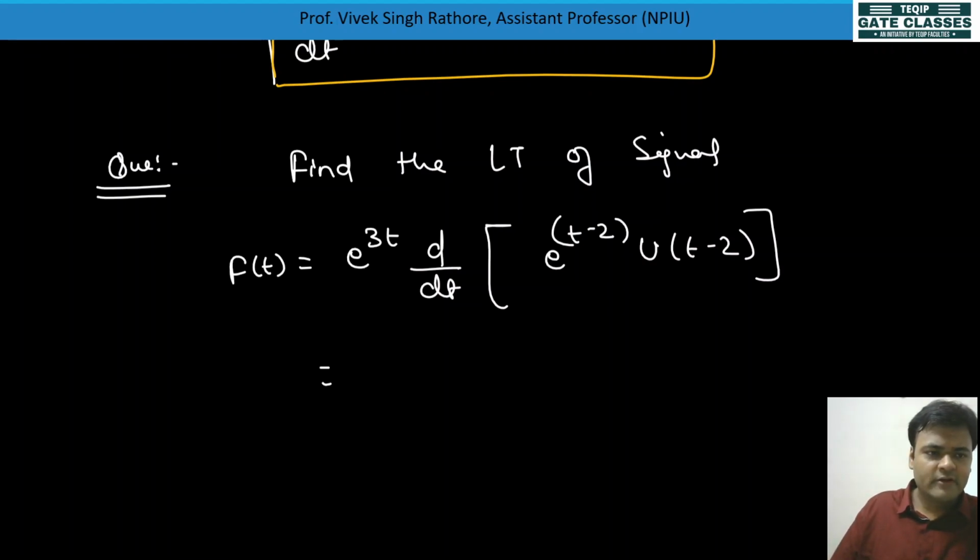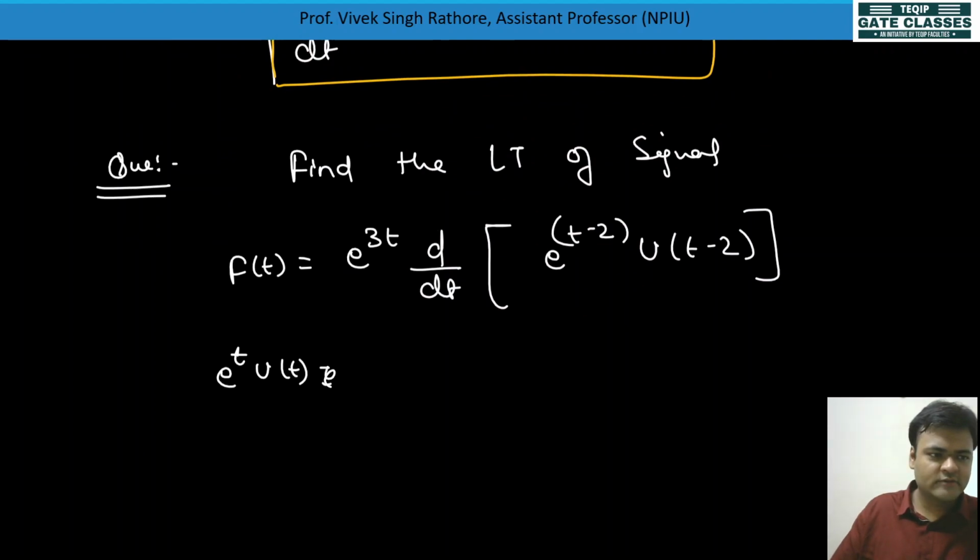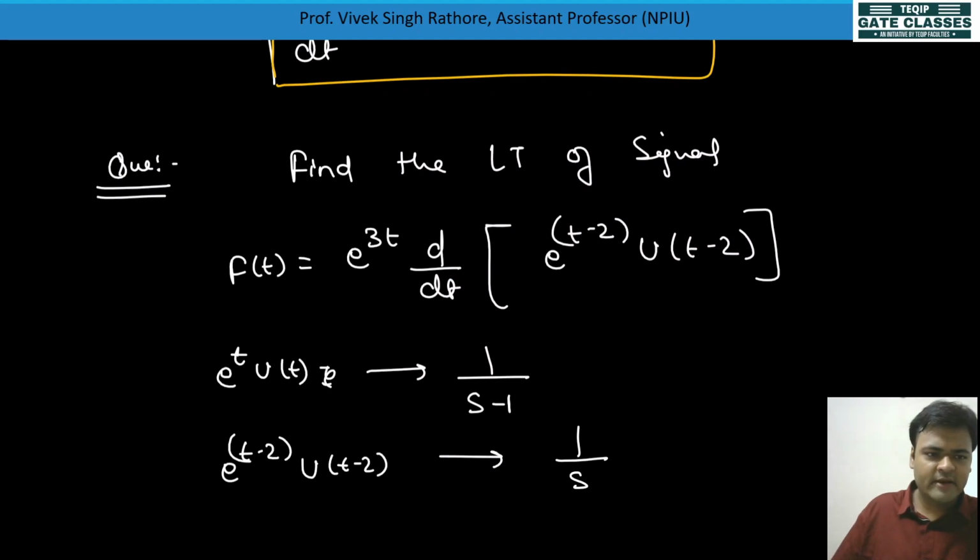So first of all, we'll try to find the Laplace transform of e to the power t u of t. Can you find it? It will be 1 by s minus 1. Okay, fine. And then for e to the power t minus 2 u of t minus 2, what will you get? You will get 1 by s minus 1, and e to the power minus 2s will come.